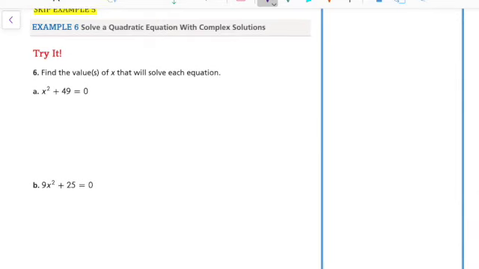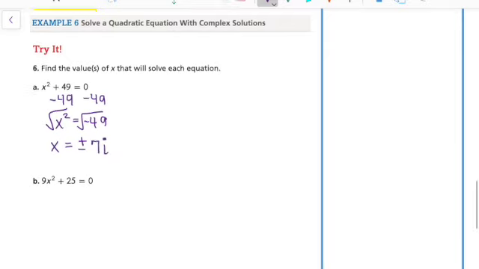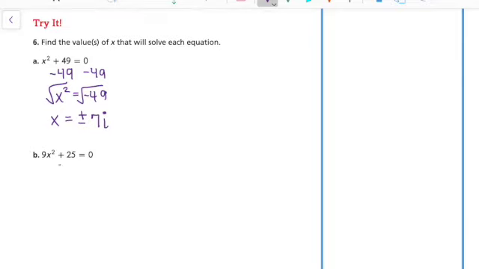All right, so last but not least, if I solve an equation, this goes right back to example 1. I'm going to do these pretty quick. All I would do is subtract 49. Take the square roots. Well, the square root of 49 is 7, but when there's a negative under the square root, that means it could be positive or negative. So plus or minus 7i.